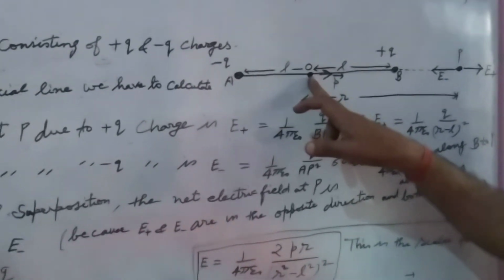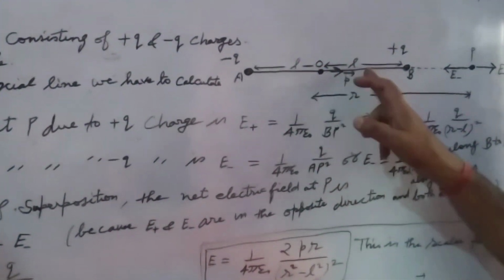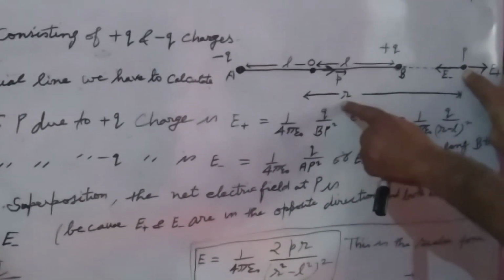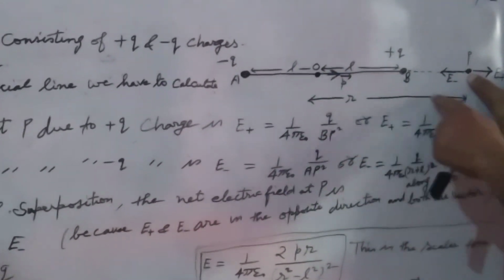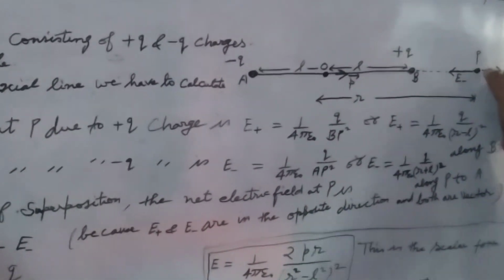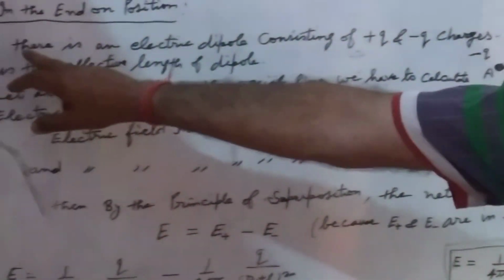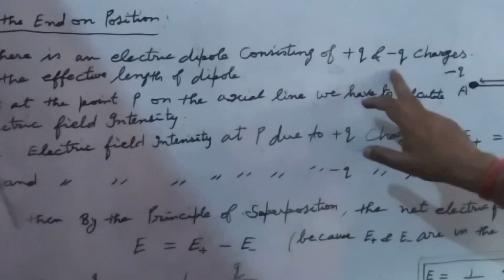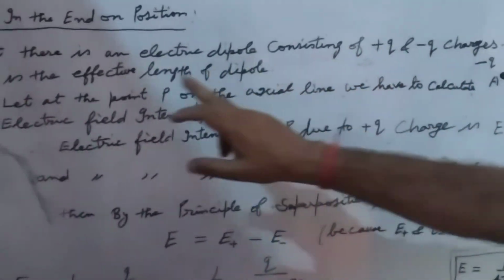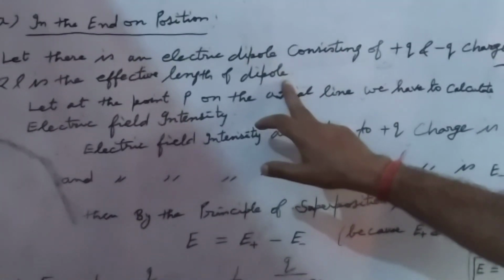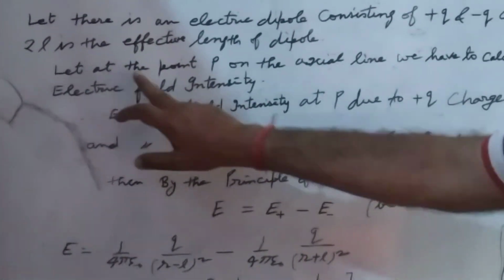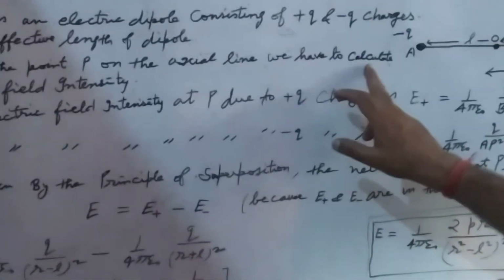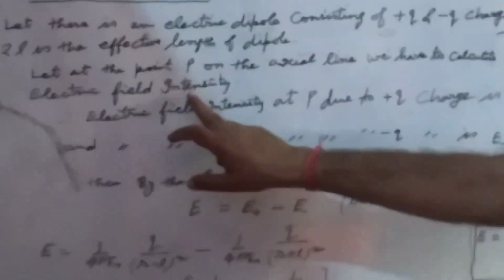If AB is an electric dipole, then the effective length AB is equal to 2L. If O is the midpoint, then this length is divided into L and L. And if point P is at the distance R from the midpoint of the electric dipole, then the statement goes in this way. Let there be an electric dipole consisting of plus Q and minus Q charges. 2L is the effective length of the dipole. Let at the point P, on the axial line, we have to calculate electric field intensity.